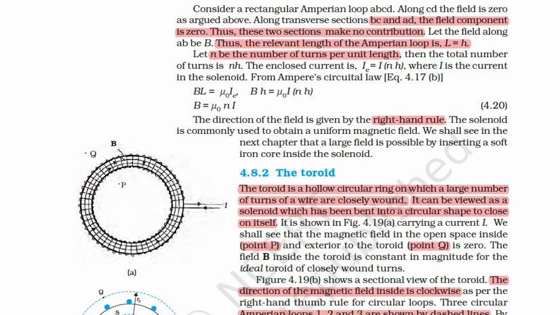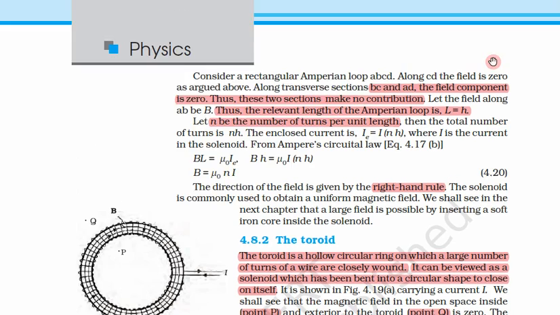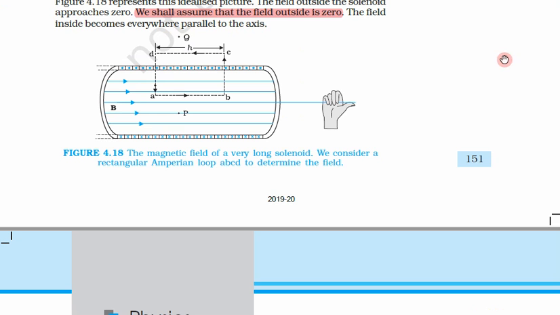Now consider a rectangular Amperian loop. So we have recently discussed Ampere's circuital law. So we have considered an Amperian loop ABCD. Now let us look at this Amperian loop. What is this Amperian loop and how does it work? We have taken this kind of a rectangular Amperian loop. So this is our Amperian loop. This is D, this is C, this is B, this is A.